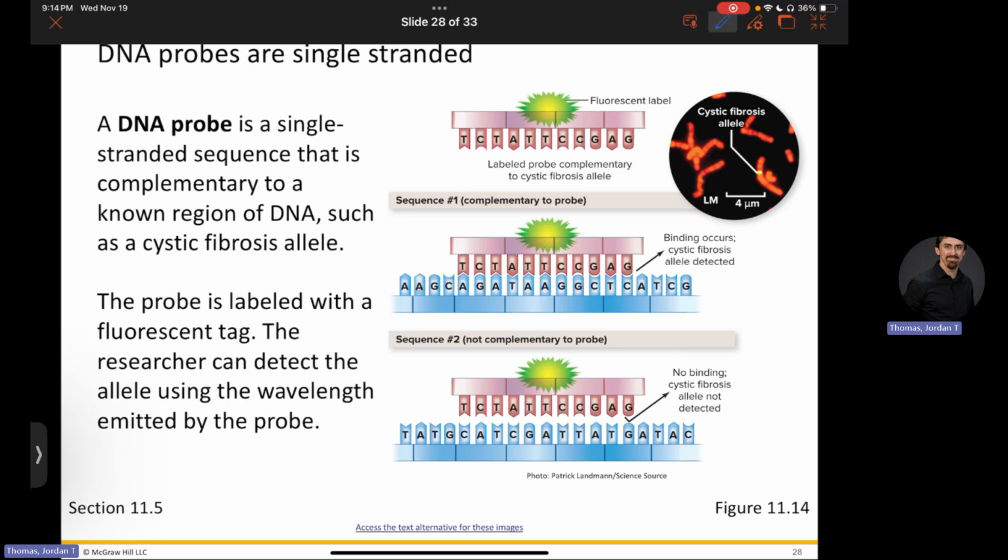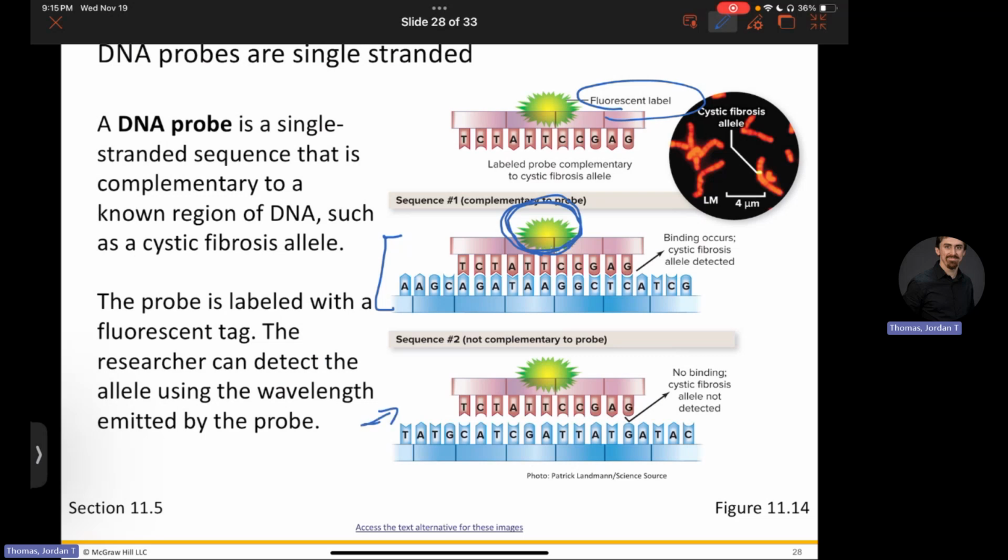DNA probes are single-stranded. A DNA probe is a single-stranded sequence that is complementary to a known region of DNA, such as a cystic fibrosis allele. The probe is labeled with this fluorescent tag. The researchers can then detect the allele using the wavelength emitted by the probe. So once that probe is attached, like in this example right here, we can look for this fluorescent light that's given off by the probe. And if we see that fluorescent light, we know, hey, that DNA sequence is there.